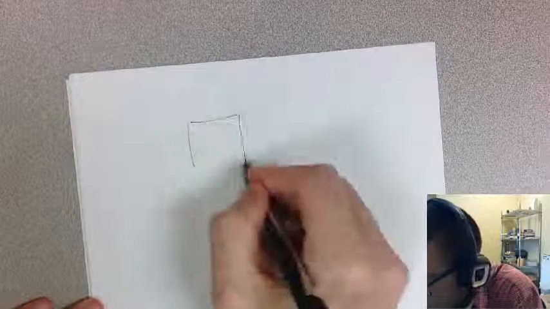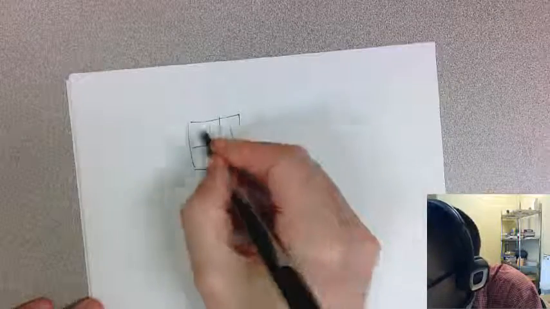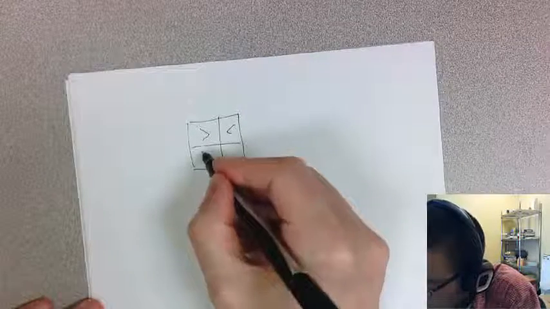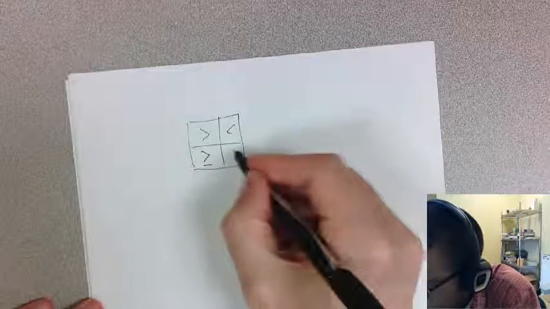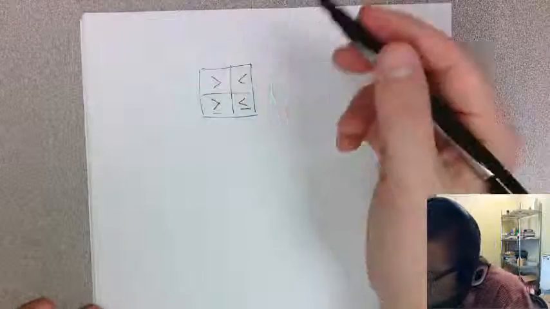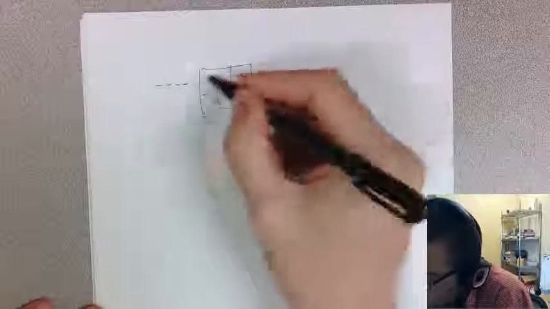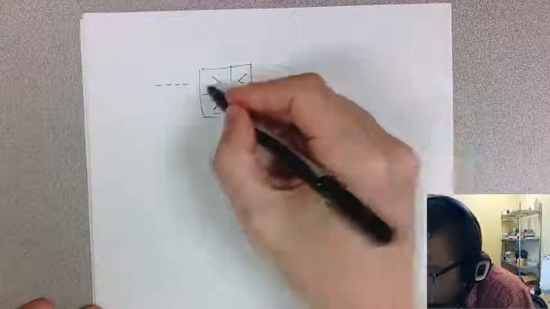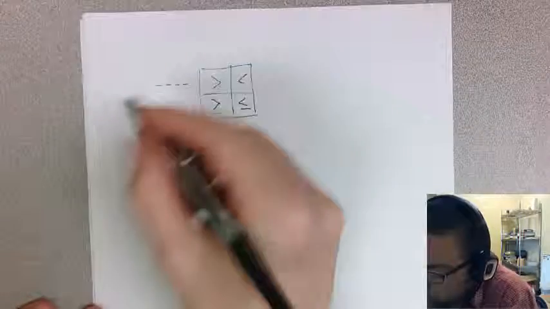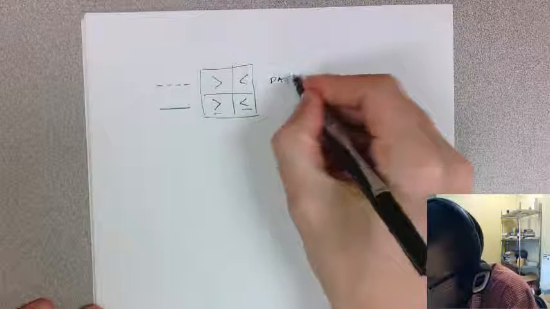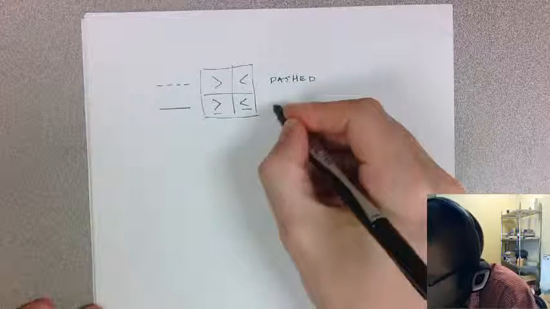So there are 4 possibilities, right? We could have greater than, we could have strictly less than, we could have greater than or equal to, or less than or equal to. When we graph these, the strict ones will be dashed lines, because that means the line is not included itself. It's not actually equal to the line. And these will be solid. So dashed and solid.